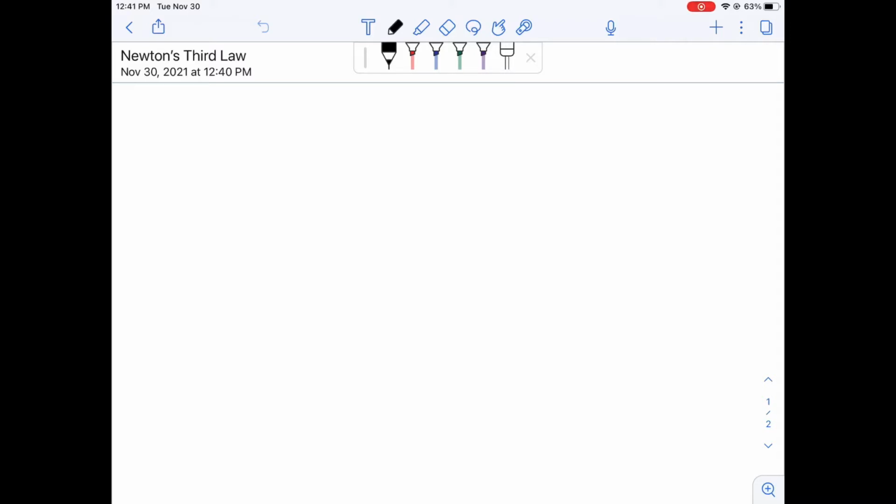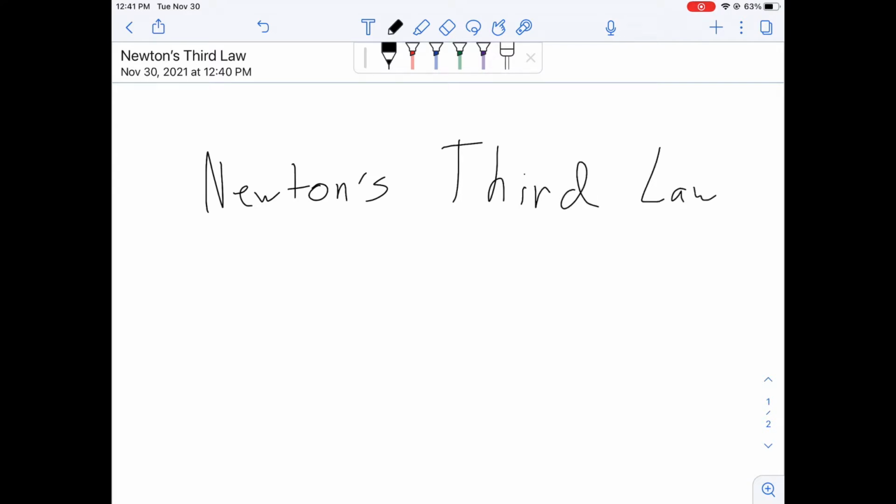Hello, my name is Chris Cadena, and today we are going to be looking at Newton's third law of motion, which states that for every action there is an equal and opposite reaction. So we're going to see an example of this in the real world.